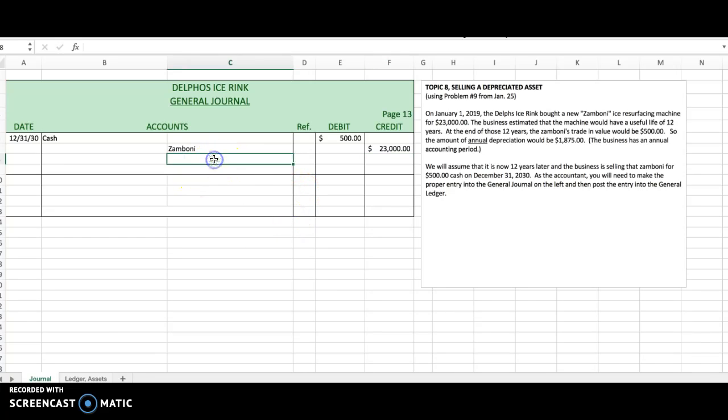And we now have one more entry here. Again, remember, every entry has to show that debits equal credits, and we're nowhere near that right now. So the other one is the account we just looked at a few minutes ago. And we need to close this account. We no longer need it. It's not of any use to us because we got rid of this Zamboni machine. So this account has to go as well. We need to close it.